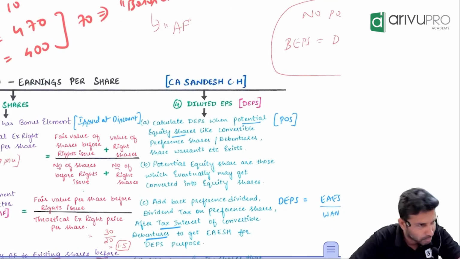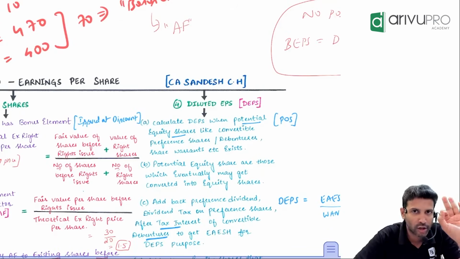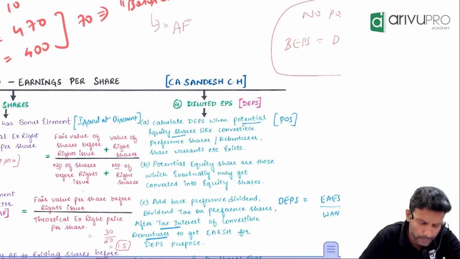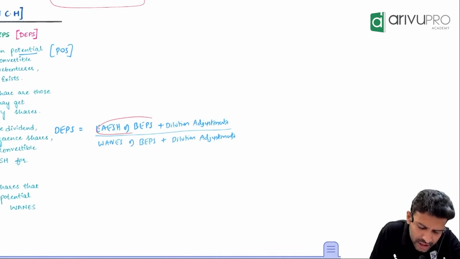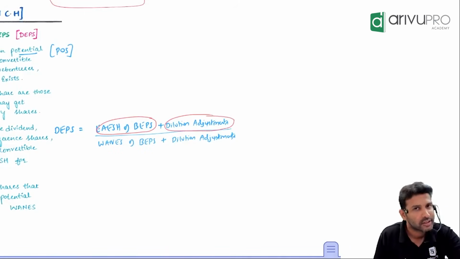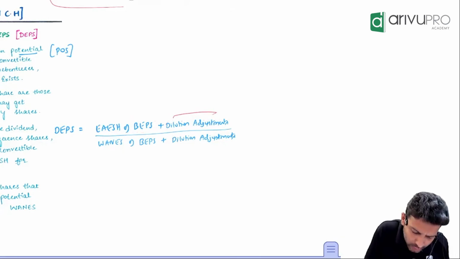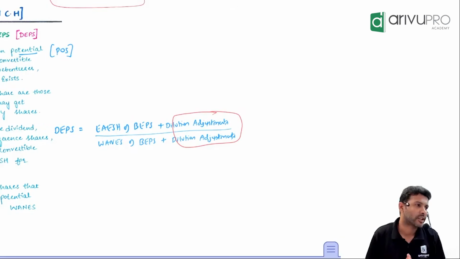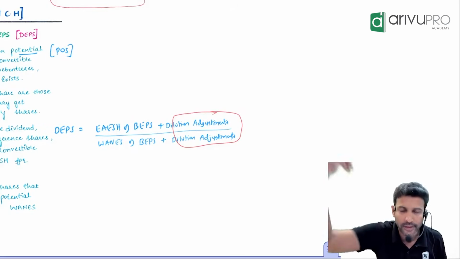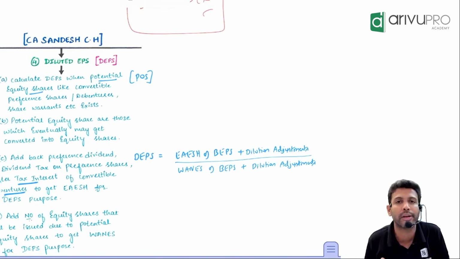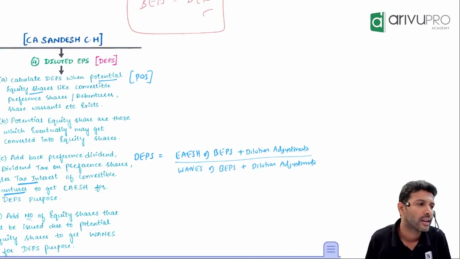Earnings divided by weighted average shares. In order to calculate diluted EPS, take the earnings you already calculated for basic EPS purpose and add the dilution adjustment. Similarly, in the denominator, take the weighted average shares for basic EPS purpose and add the dilution adjustment. That means the only extra thing you need to worry about is the dilution adjustment in the numerator and the dilution adjustment in the denominator. If you give that effect, you will automatically be able to easily calculate diluted EPS.